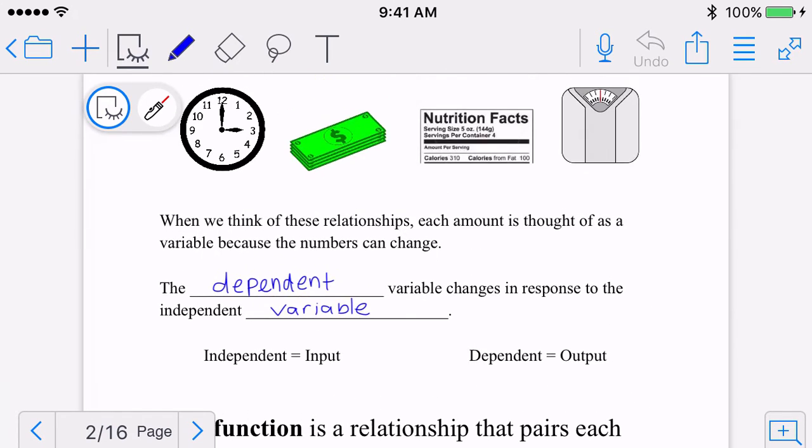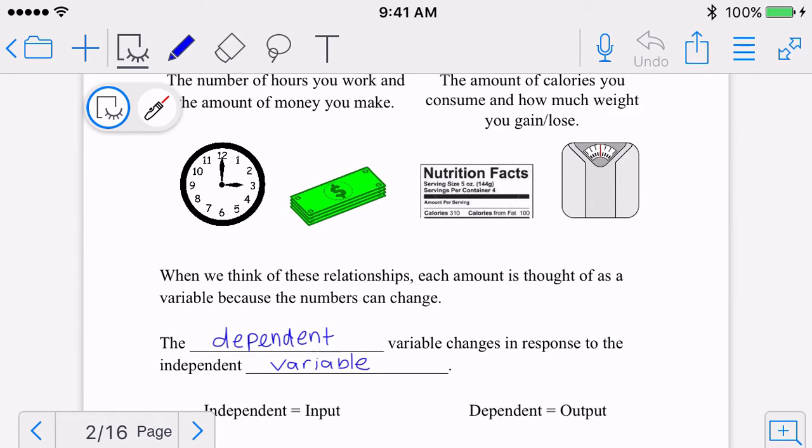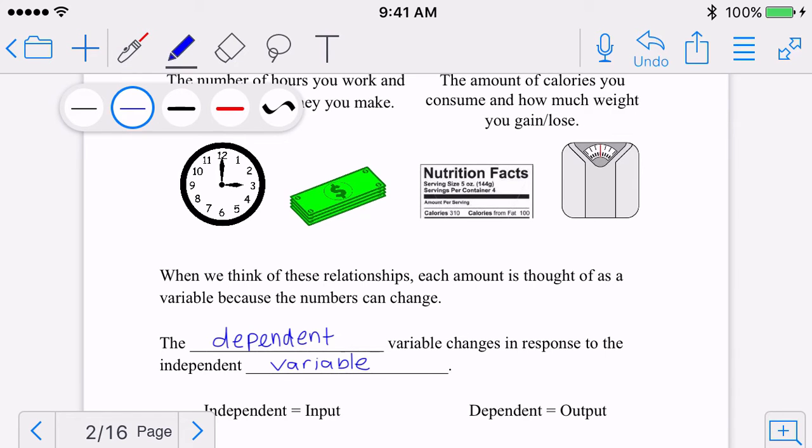Looking back up at our examples, looking at this first one with time and money, and the relationship with how much you work and how much money you make, what do you think is going to be the independent variable? Just think to yourself for a second. And then the dependent variable, think of that one. That one is changing based on the independent variable. All right, so hopefully you were correct. The independent variable should be the time, and the dependent one should be the money. That's IND and DEP, just for independent and dependent, just so you know. You don't have to write that down, but it might be a good idea.